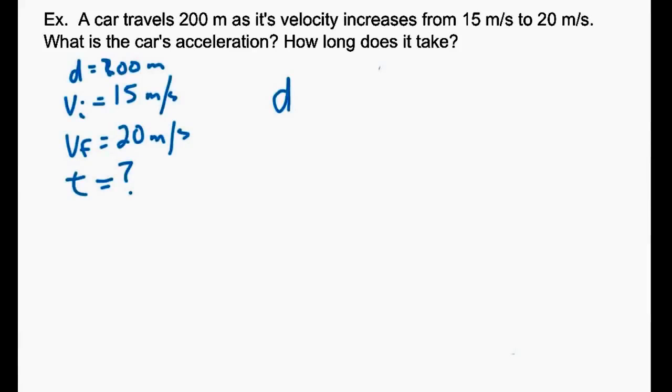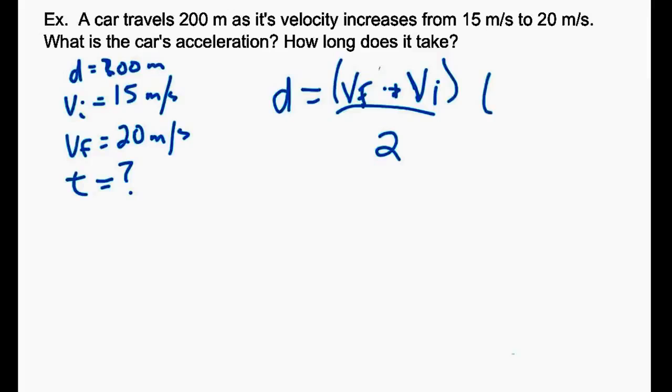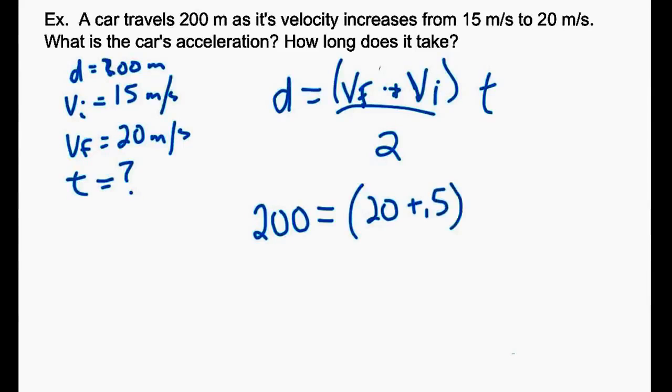So let's write that formula in there. We have D equals (VF plus VI) over 2 times time. Okay, so there's the formula we want. Let's do it the math way. So let's just plug in all our numbers. We'd have 200 equals (20 plus 15) divided by 2 times time.